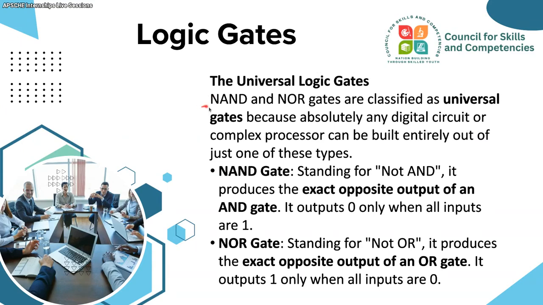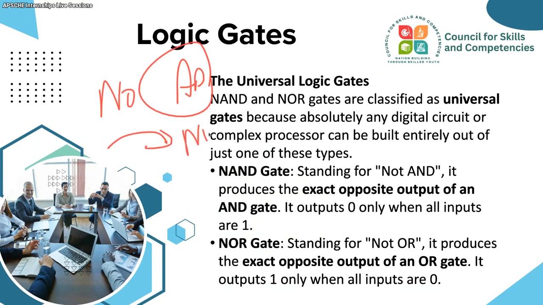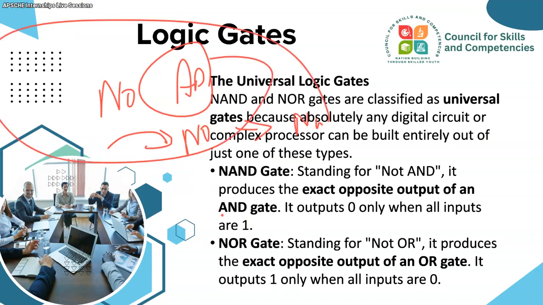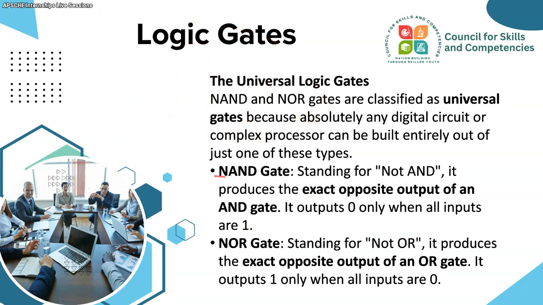Now, these are all the universal gates. So what is a NAND gate? It is simple: a NOT gate with an AND gate is the NAND gate. The output of the AND gate is given to the NOT, and that output is the NAND gate. So simple. That is the idea of the NAND gate.